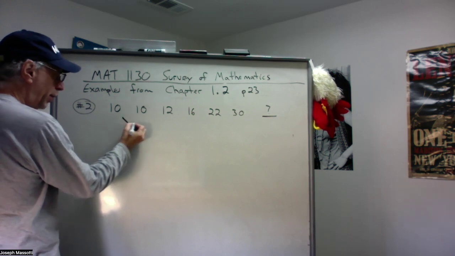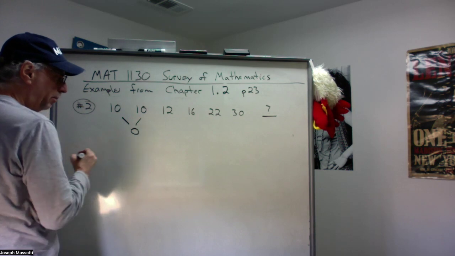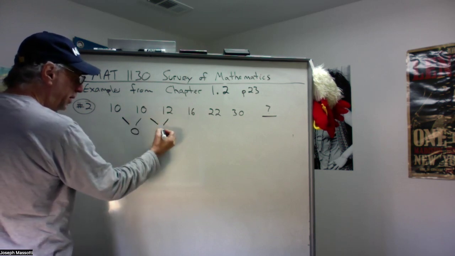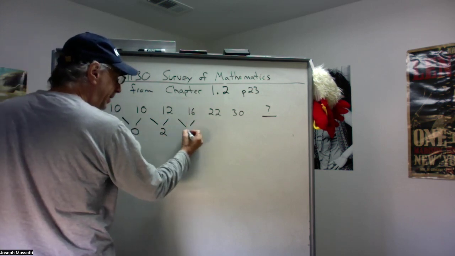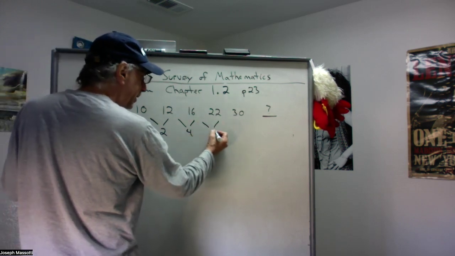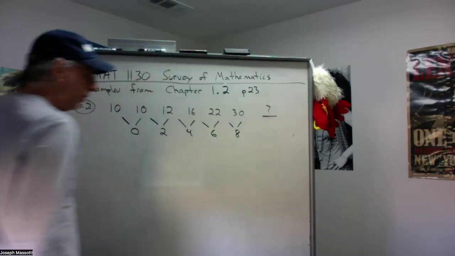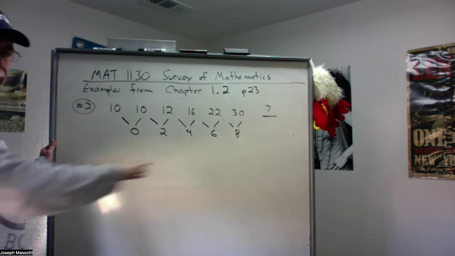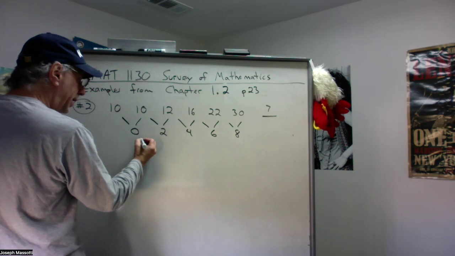So draw a couple of branches and say the difference between 10 and 10 is 0. A couple of branches here, the difference between 10 and 12 is 2. The difference between 12 and 16 is 4, and so on. Difference between 16 and 22, difference between 22 and 30. And you're going to do this until you get a row that has the same number all the way across. All right, so you can probably see this is going to happen in our next row.